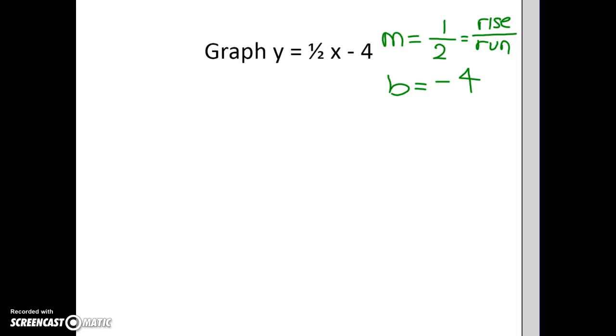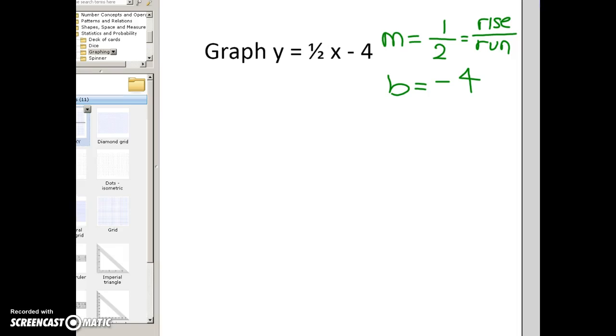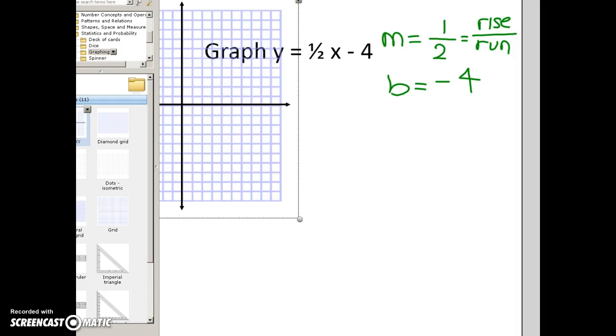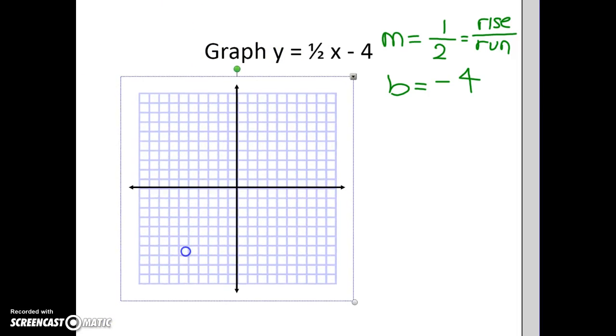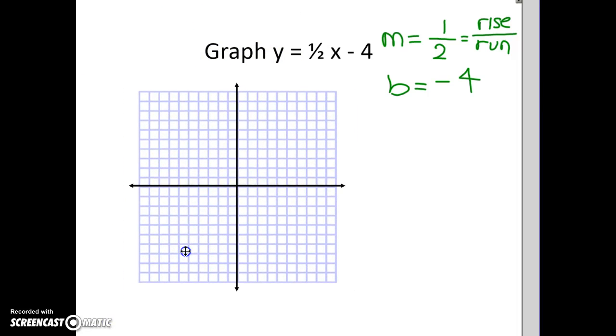We always start on our graph with the b. So, on the y-axis, we start at negative 4. 1, 2, 3, here's negative 4. And from this point we just made, we're going to rise 1 and run 2. And we're running in a positive direction because my slope is positive.